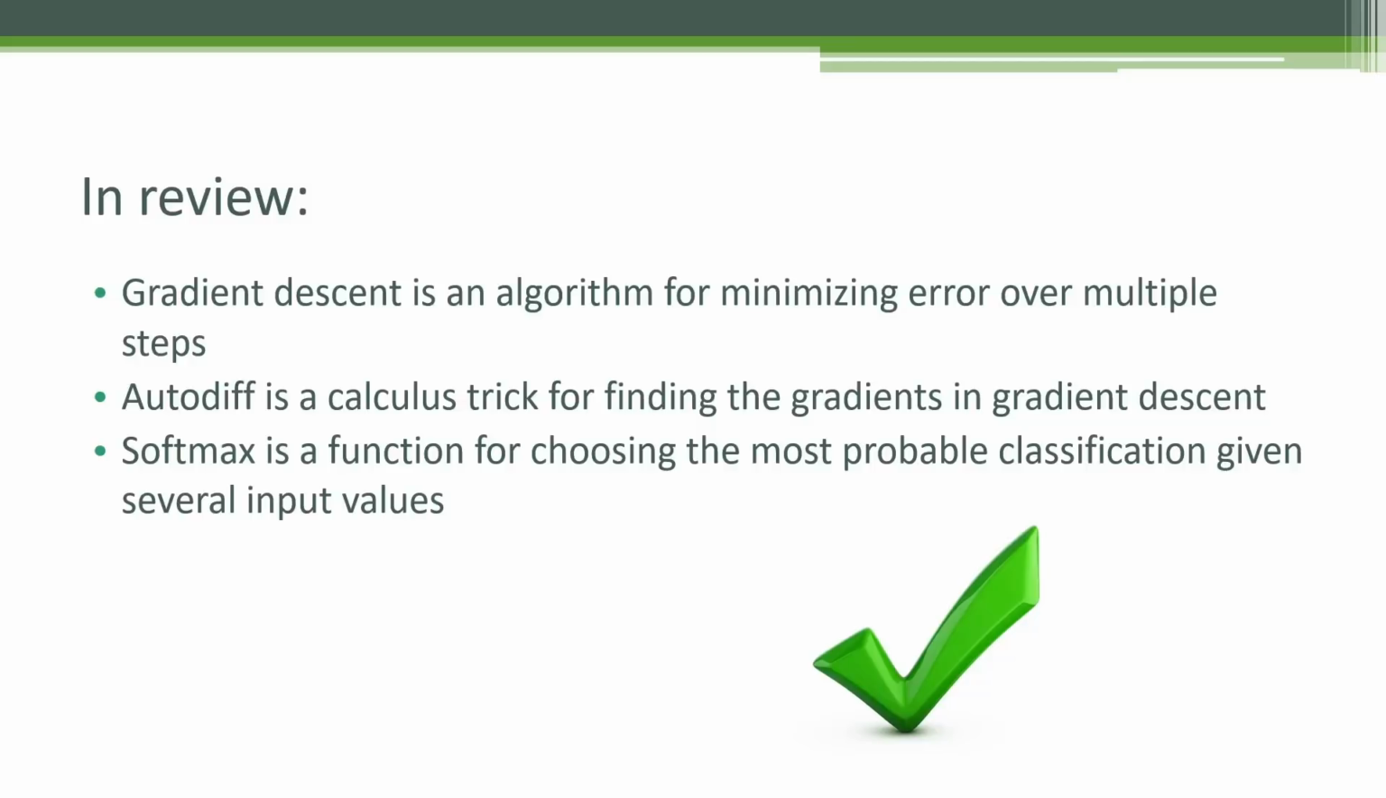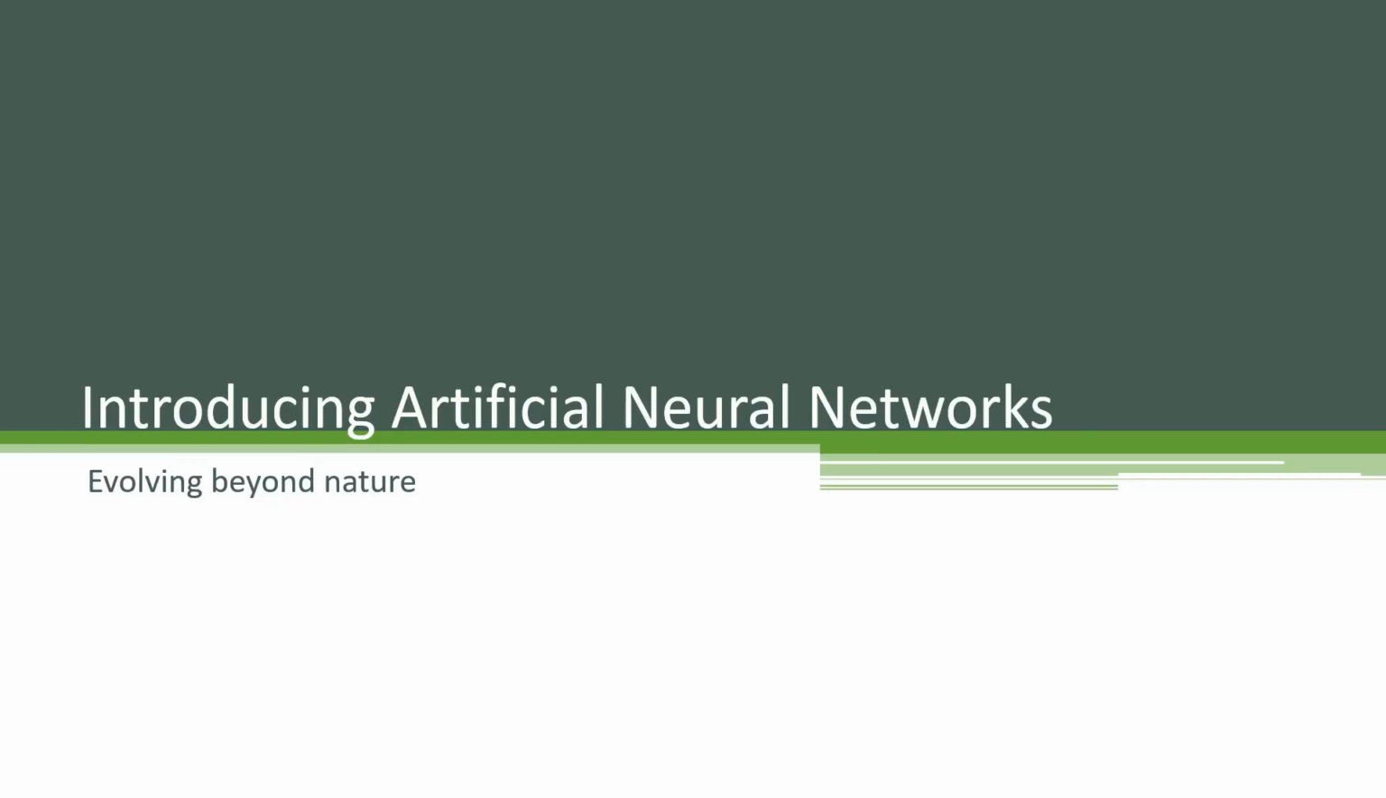AutoDiff is just a calculus trick for making gradient descent faster. It makes it easier to find the gradients in gradient descent just by using some calculus trickery. And Softmax is just something we apply on top of our neural network at the very end to convert the final output of our neural network to an actual choice of classification, given several classification types to choose from. Okay, so those are the basic mathematical terms or algorithmic terms that you need to understand to talk about artificial neural networks. So with that under our belt, let's talk about artificial neural networks next.